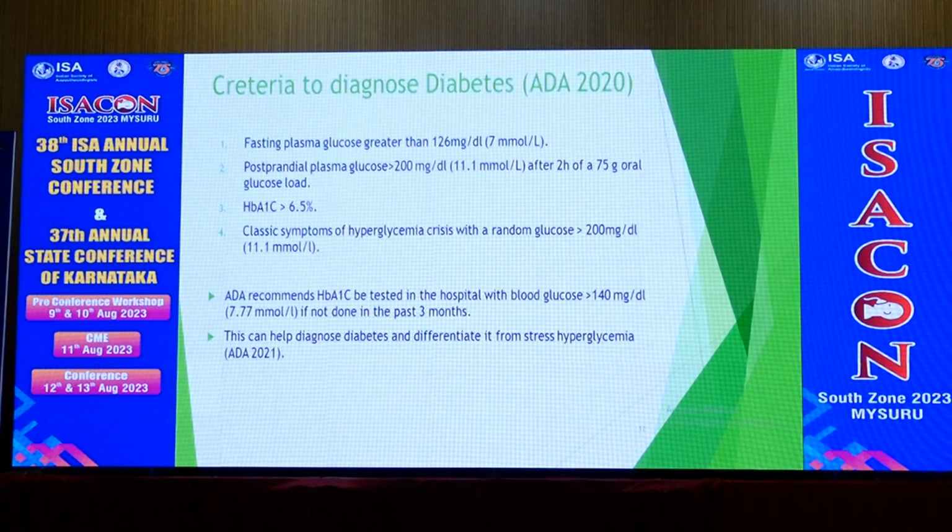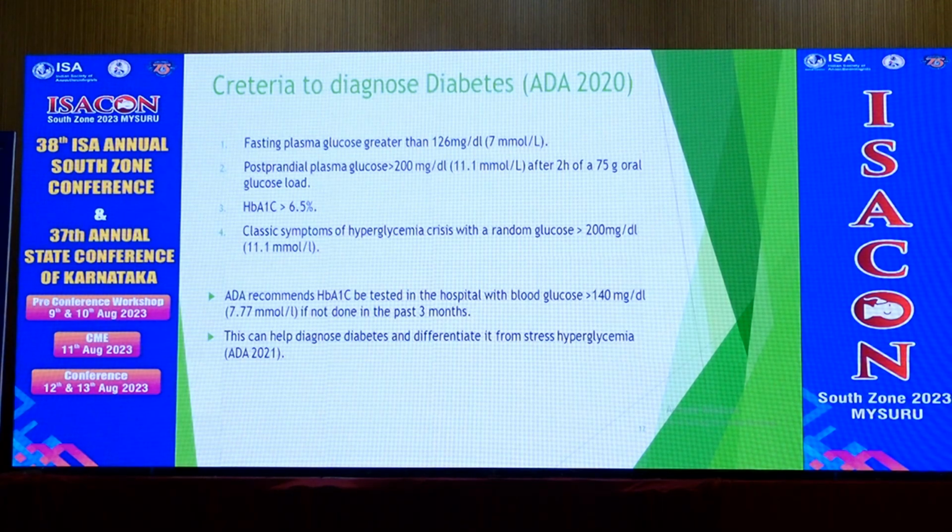So what are the criteria? The American Diabetes Association has given certain criteria to diagnose diabetes. Fasting blood glucose should be more than 126 milligram per deciliter or more than 7 millimoles per liter. Postprandial blood glucose more than 200 milligrams for an oral glucose load of 75 grams, and HbA1c more than 6.5. Some people give a margin up to 7%. And classic symptoms of hyperglycemia with a random blood glucose of more than 200 milligrams.